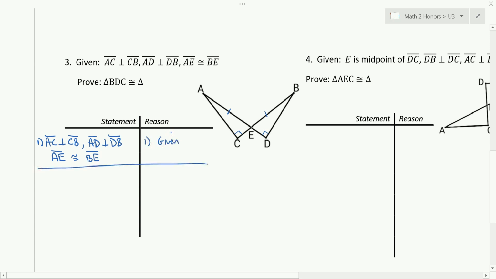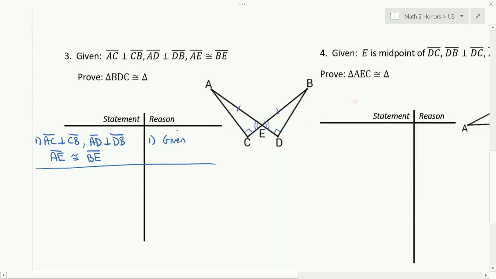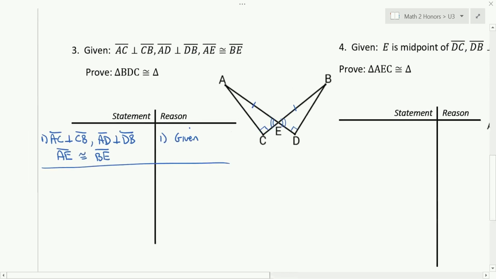Okay. So then I need to pause and just think, why are these triangles congruent? Okay, we also have vertical angles in here. That's important to notice. But why are these triangles congruent to each other?